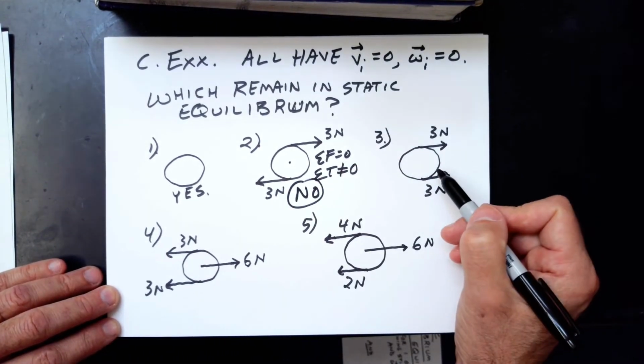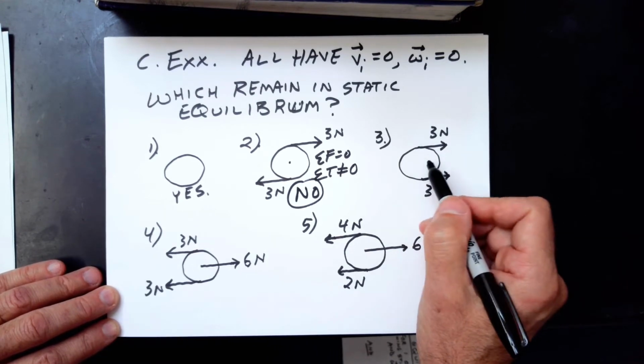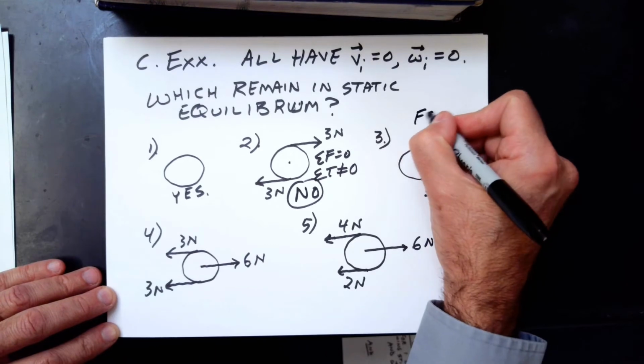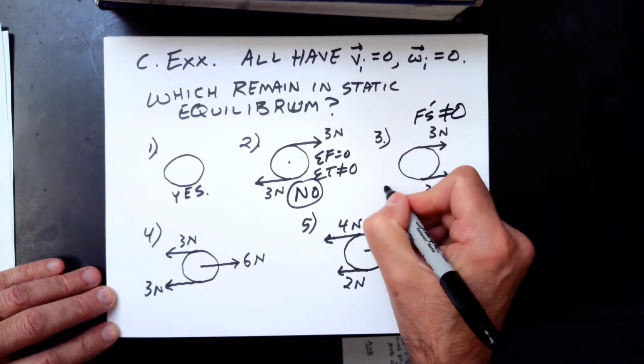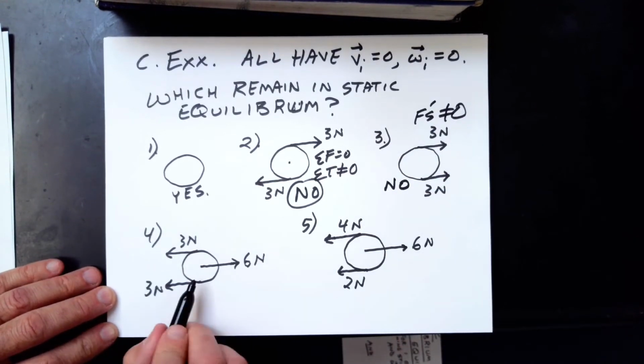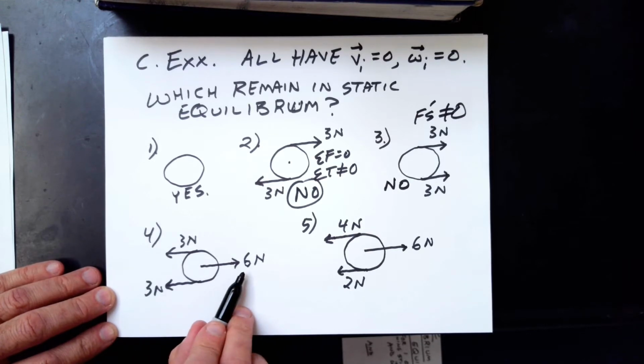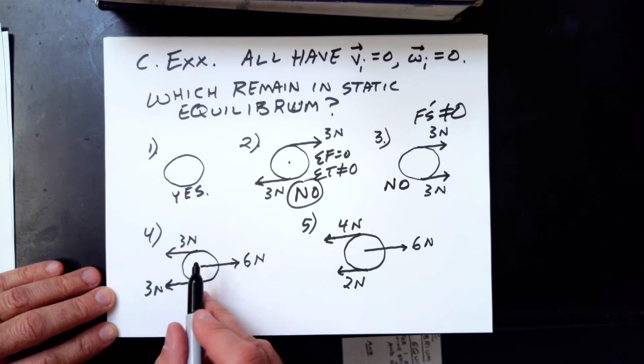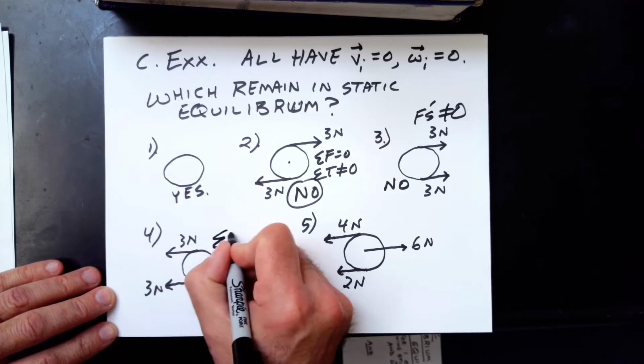Okay, now let's look at this one. Clearly this is not in static equilibrium. The forces do not equal 0. So for this one, the answer is no. Now let's look at this next one. 6 newtons right, 3 newtons left, 3 newtons left. So we have 6 right and 6 left, which cancels out. So the sum of the forces equals 0.